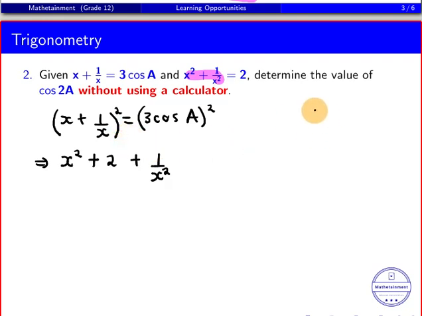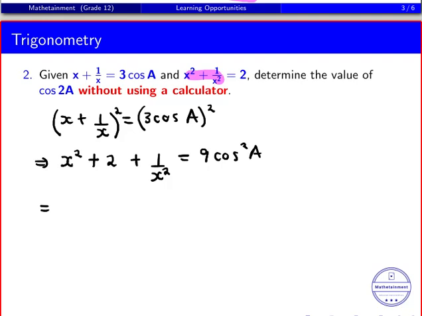What I'm writing there is a result that comes from what I'm going to write here in red. When we have x plus 1 over x all squared, you can also write it as x plus 1 over x multiplied by x plus 1 over x, then you multiply manually. It's just that I'm used to this, and I'm pretty sure you can get used to this if you practice consistently. On the right hand side, 3 also deserves the square, and cos a also deserves the square. So we have 9 cos squared a.